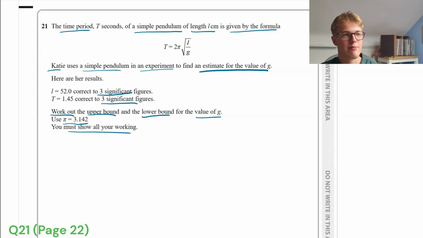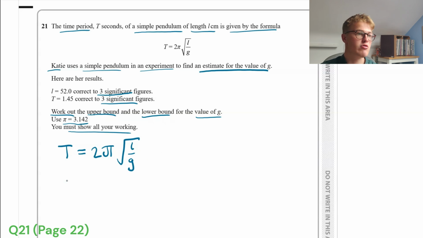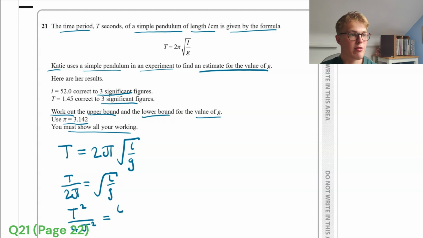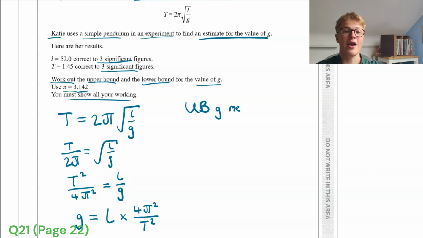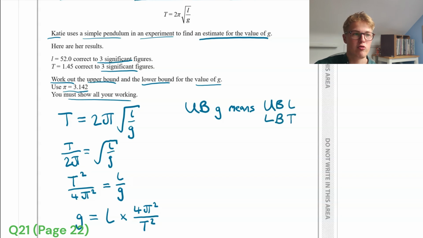So t is 2 pi times the square root of L over g, and therefore t over 2 pi is equal to the square root of L over g. t squared over 4 pi squared is going to be L over g because we squared both sides, and therefore g is going to be L times 4 pi squared over t squared. And we need this because we need to find the different values of g for the upper bound and lower bound. So the upper bound of g is going to require the upper bound of L and the lower bound of t, because remember L is on the numerator and t is on the denominator.